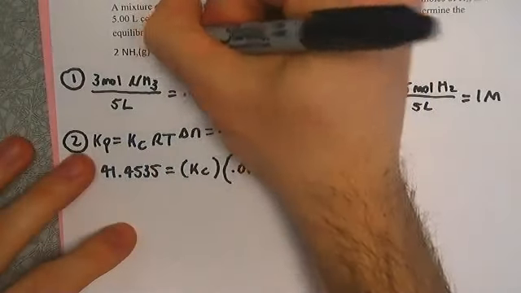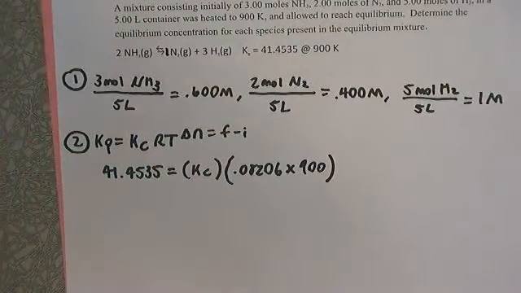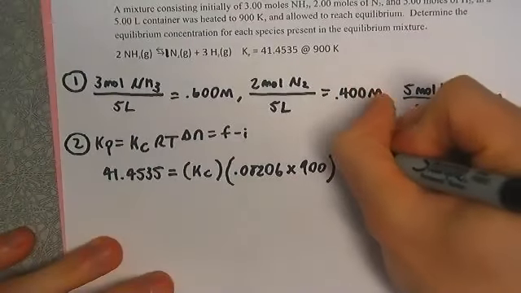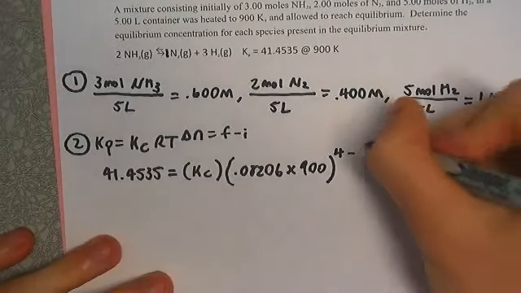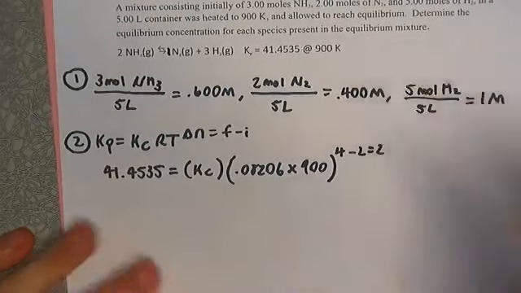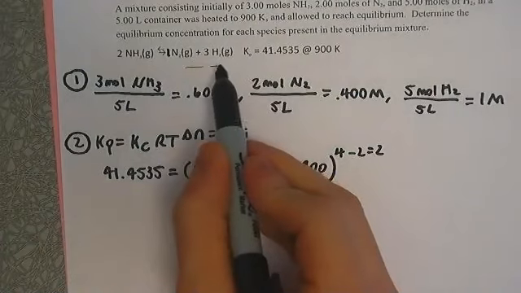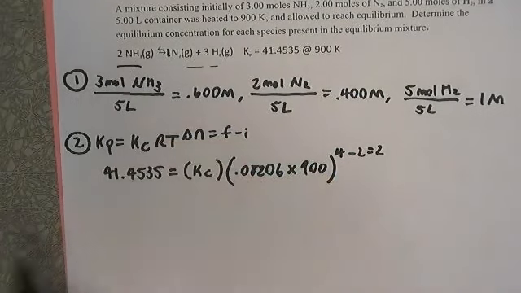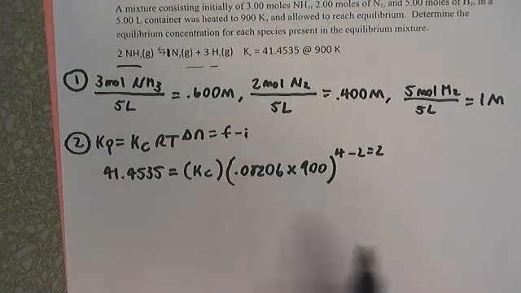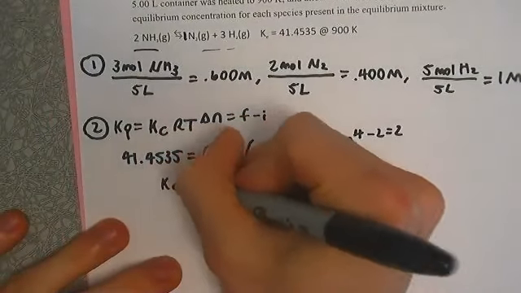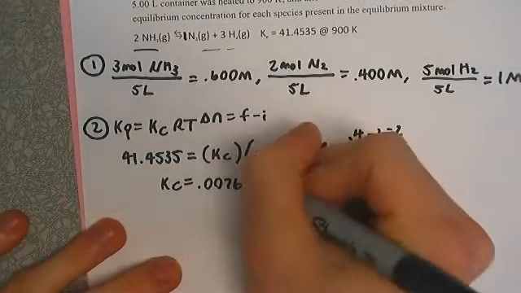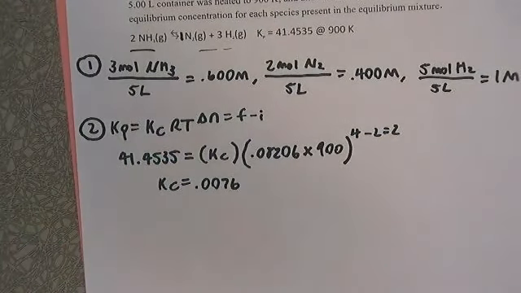Let's look at that. We have a 1 here and we have a 3 here. 1 plus 3 is 4, right? So we have 4 final moles. How many initial moles? We have 1 reactant, so 2. So we have a delta n of 2, right? Final minus initial. 4 minus 2, so we have a 2. If you run the numbers here, you would get a Kc value of 0.0076, right? So now we're good to go.